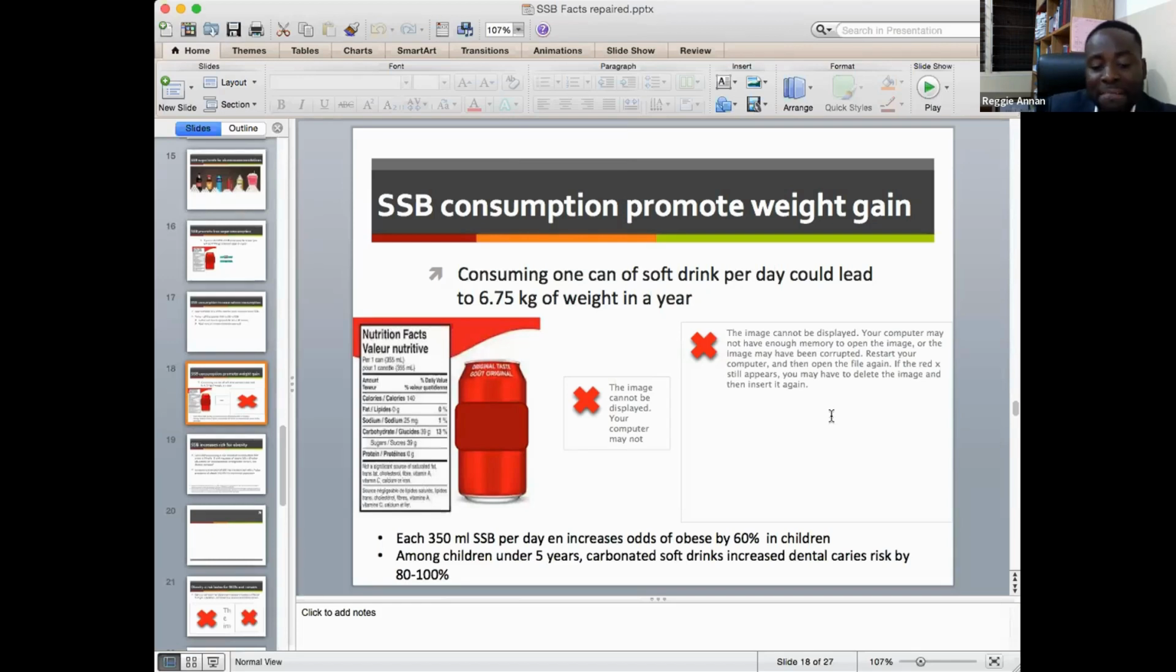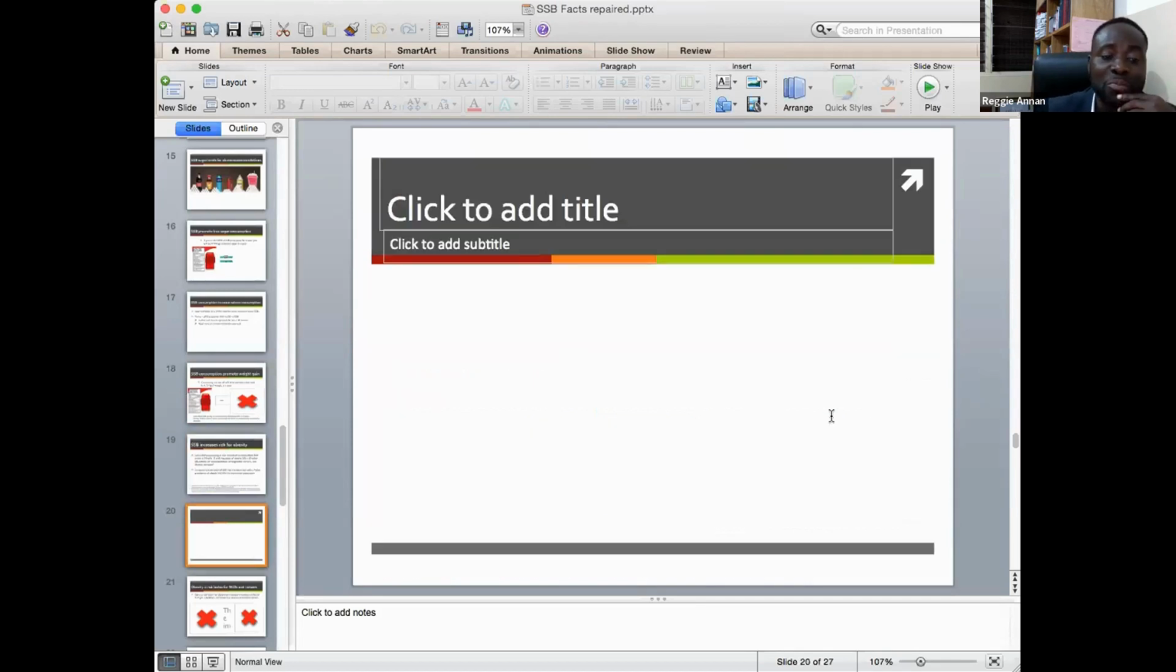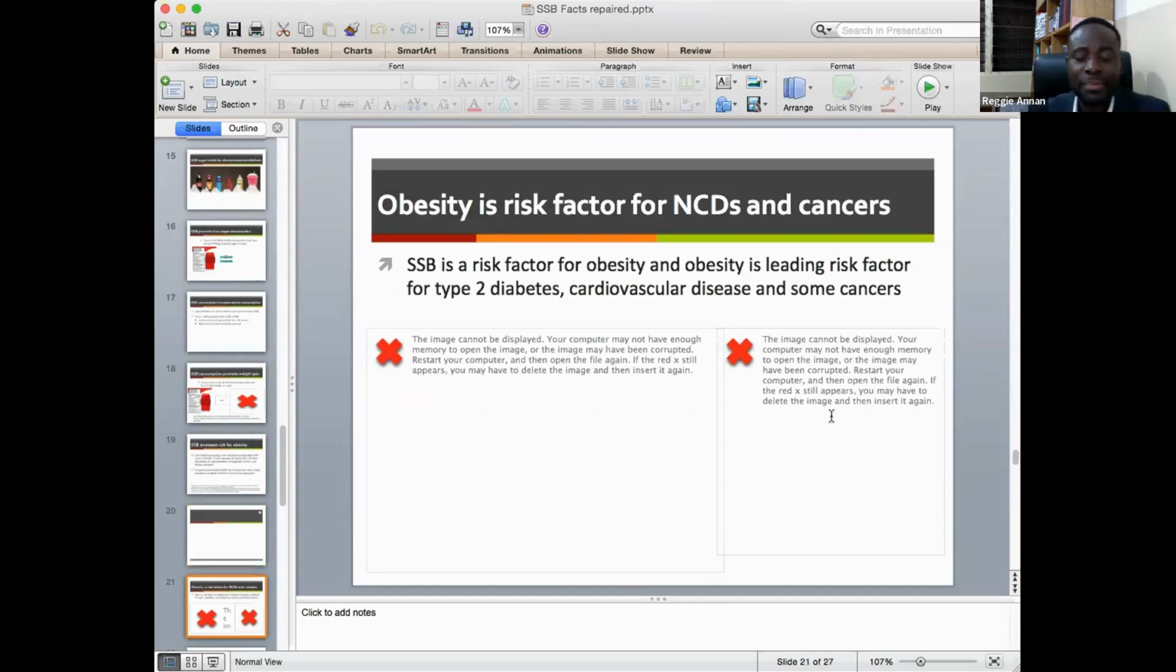Each 350 ml SSB per day increases the odds of obesity by 60% in children. And among children under 5 years, carbonated soft drinks increase dental caries risk by 80 to 100%. And more research, when you look at the data, research is showing from every source that an additional serving of SSB increases BMI and increases the frequency of obesity and increases other factors that are associated with obesity.